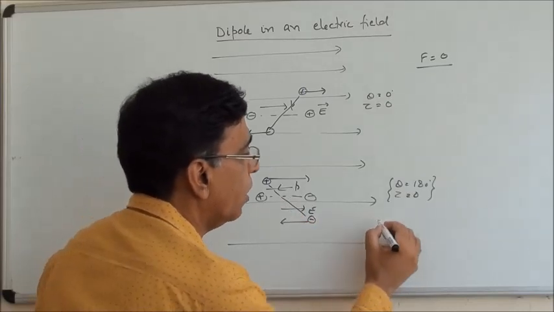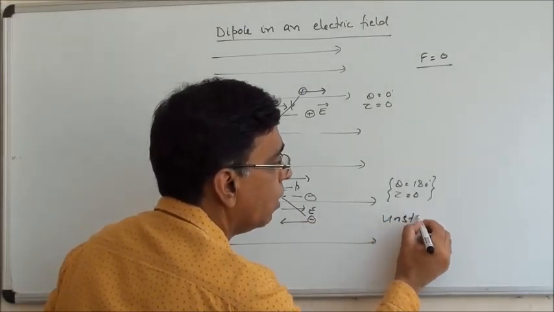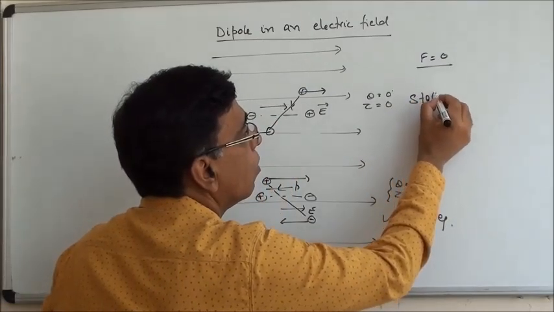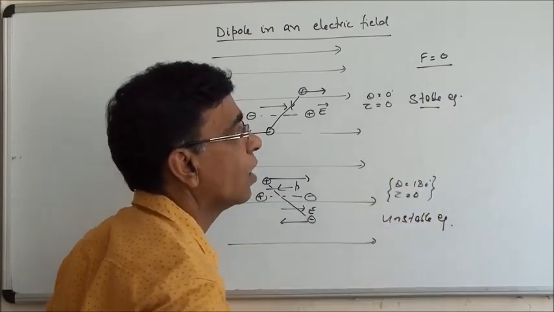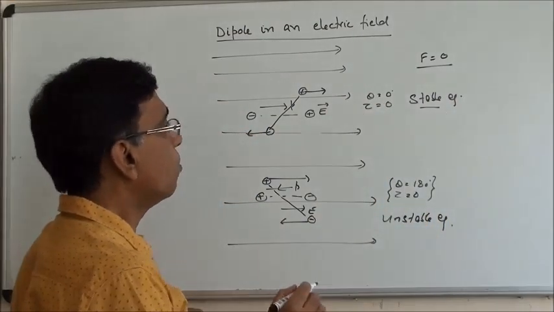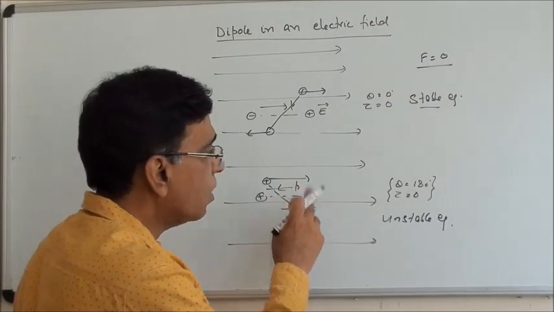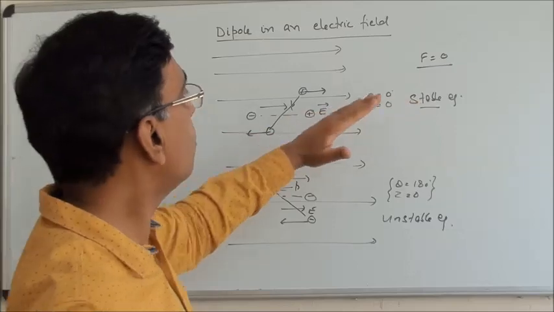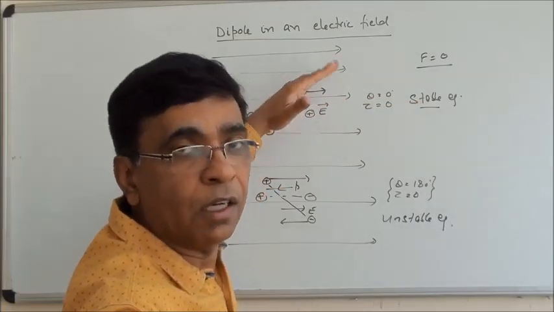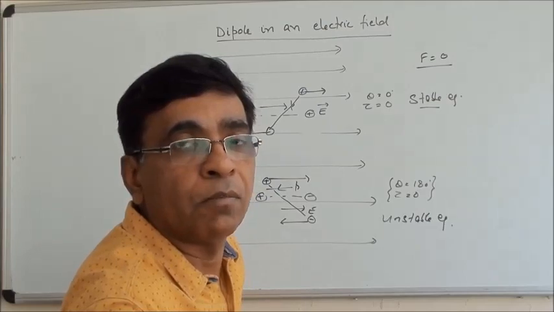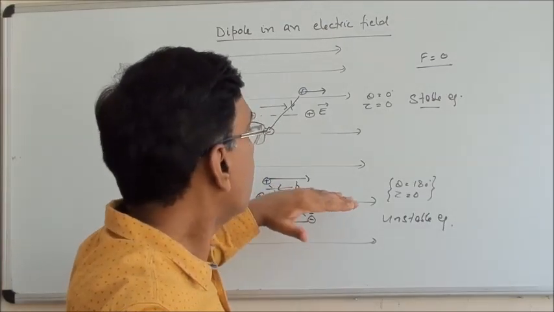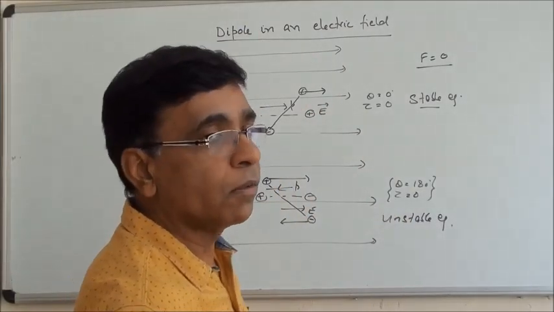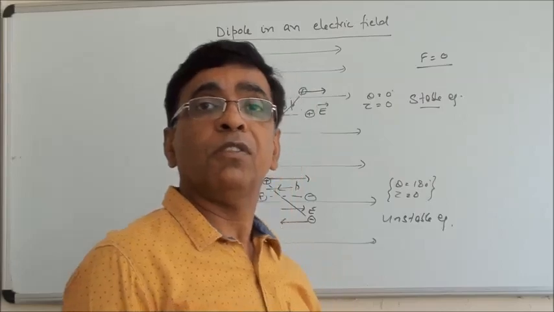This type of equilibrium, we call it unstable equilibrium. And this is what we call stable equilibrium. So theta equal to 0 is a position of stable equilibrium. Theta 180 is unstable equilibrium. From a position of stable equilibrium, if we displace the dipole, it returns to its initial position, but here it will turn over. Unstable equilibrium. Okay, we have done so far electric field which is uniform.